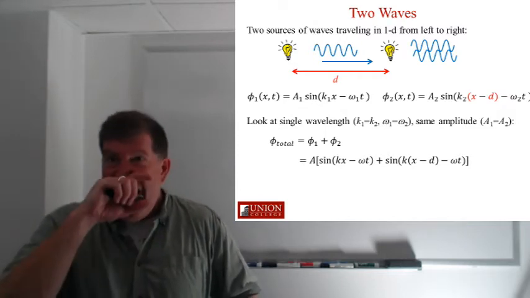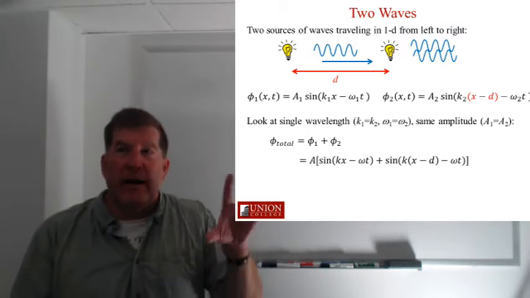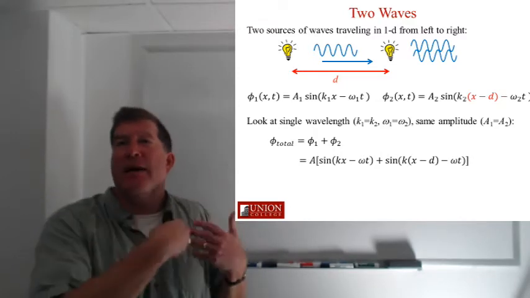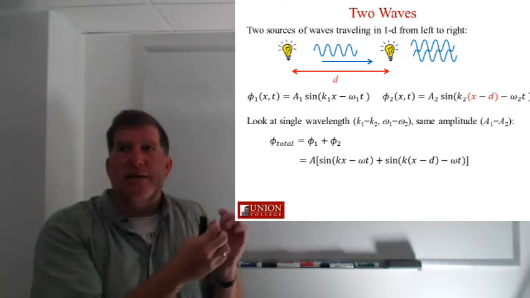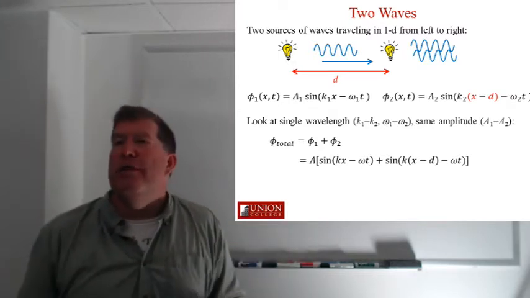When I do that, I want to add these waves together, and it looks like I can pull out the A, right? It's the same amplitude for both. I have a sine of kx minus omega t, and a sine of k(x minus d) minus omega t. I want to add these two things together.